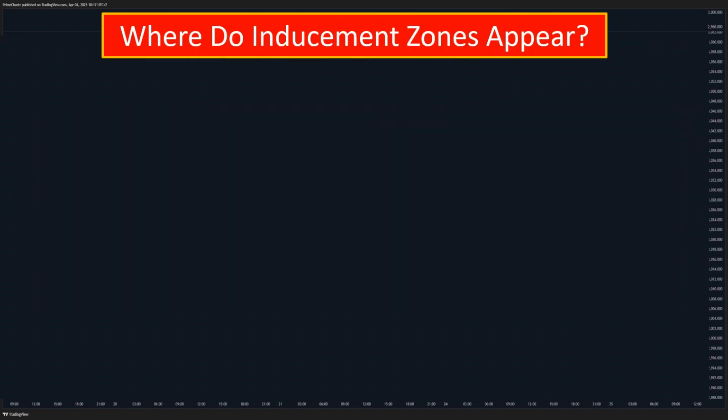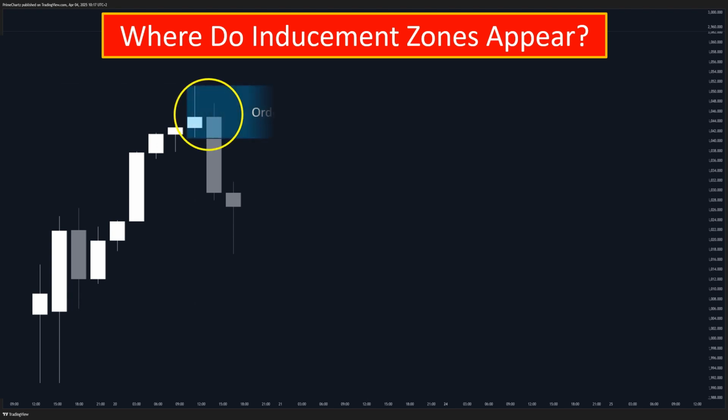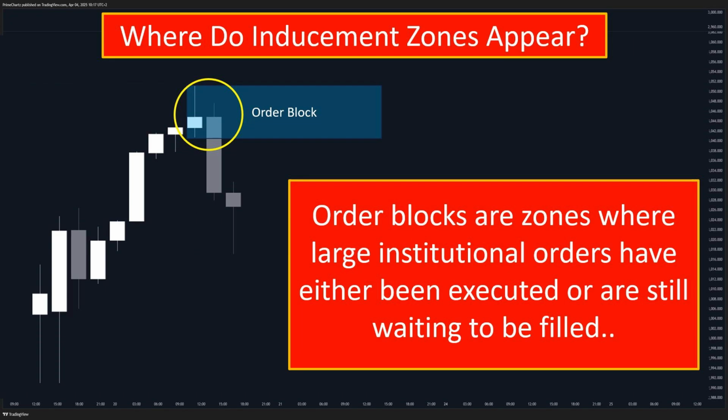Where do inducement zones appear? Inducement zones don't just show up randomly. They tend to form in specific areas of the market. One of the most common places are order blocks. Order blocks are zones where large institutional orders have either been executed or are still waiting to be filled. Because these areas hold a high concentration of liquidity, they often act as prime hunting grounds for market manipulation.